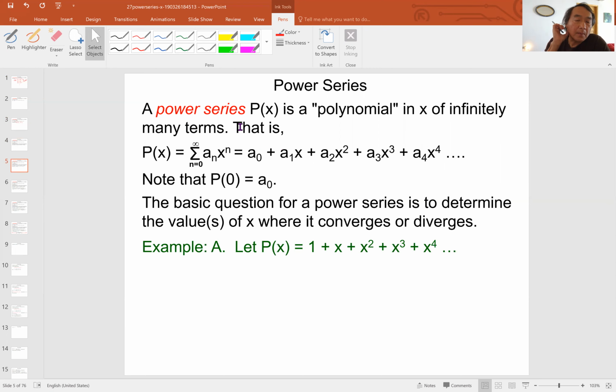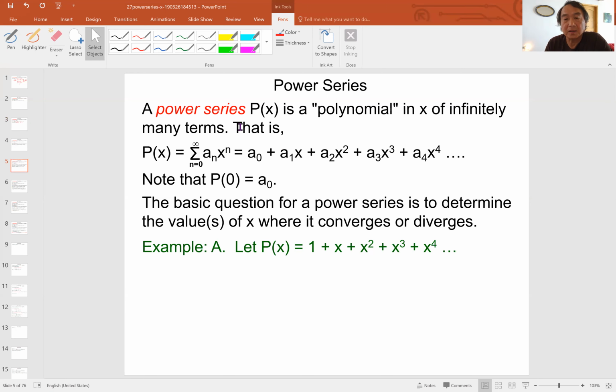Then the question about power series is the following. What numbers may I plug in so that the series will converge, diverge, or what kind of convergence is it? If the power series turns out to be plus and minus, then the convergence is absolute or conditional.